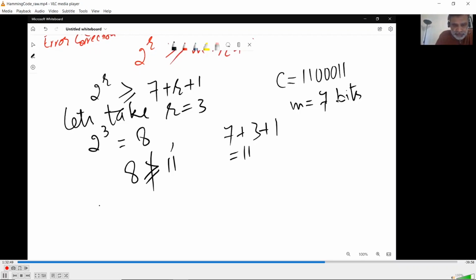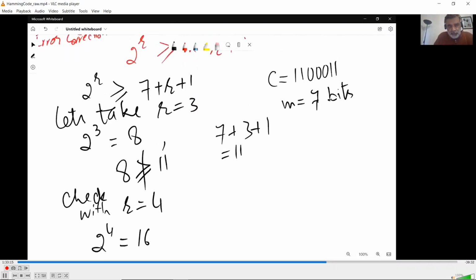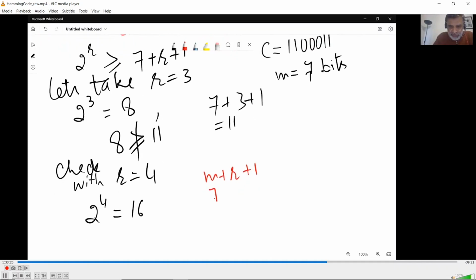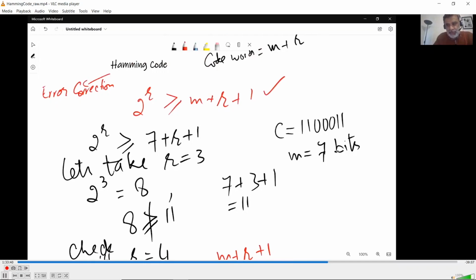Let's check it with r. Can you check it with 4? So we check it for r equal to 4. So 2 raised to the power 4 is 16. And now again, we put in that formula, which was M plus r plus 1. We had the formula which we had to compare, M plus r plus 1, right? So your message was 7, and now we add 4 plus 1. So this becomes 12, and 16 is greater than 12. So it means this now holds the inequality.